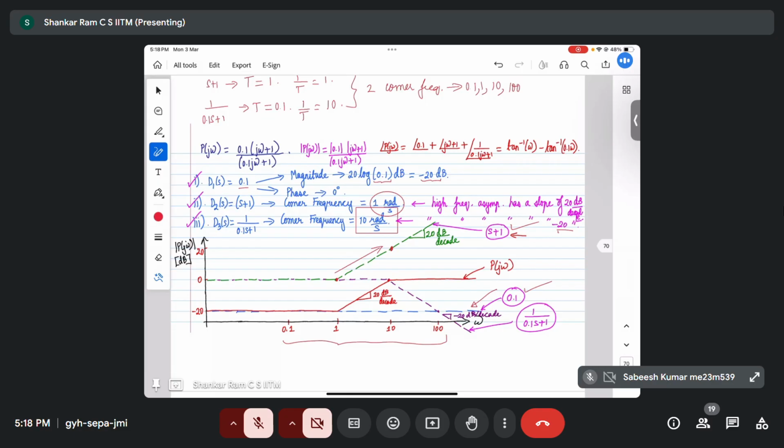That is the magenta line here. So the corner frequency is now 10. Then the low frequency asymptote is the 0 decibel line. Then the high frequency asymptote has a minus 20 decibels per decade slope, right?